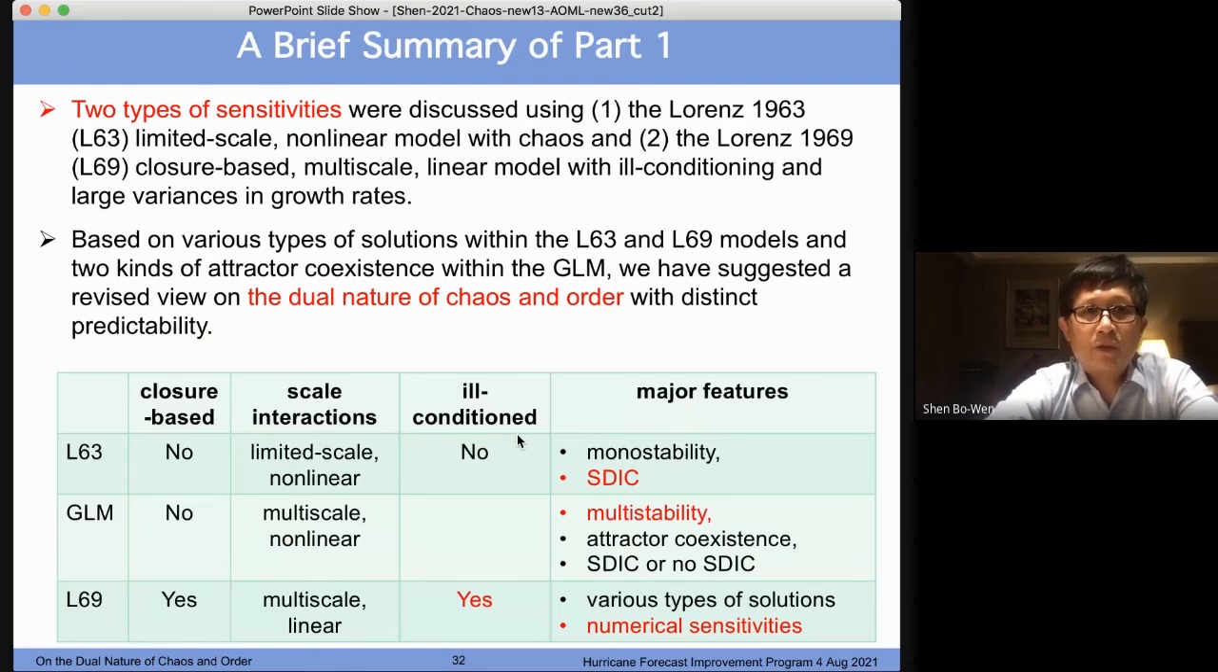What we discussed for part 1 can be summarized here. Here we present 2 types of sensitivity. The first one, with SDIC, has been applied to define chaos. The second one, with ill conditioning, can be found in Lorenz 1969 models based on various types of solutions within L63, 69 models, and attractor coexisting within GLM, which suggests a revised view on the dual nature of chaos and order.